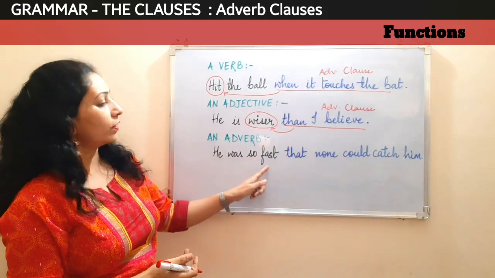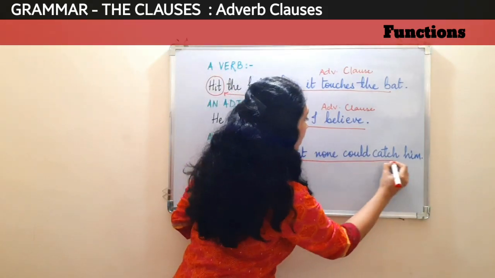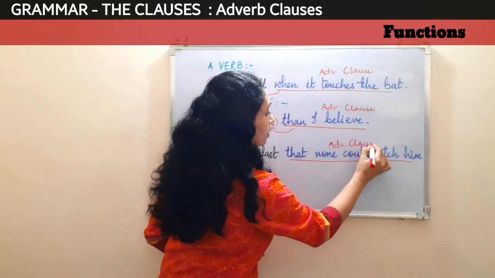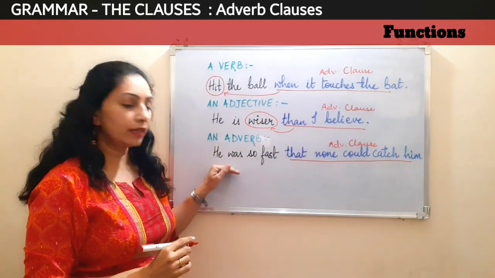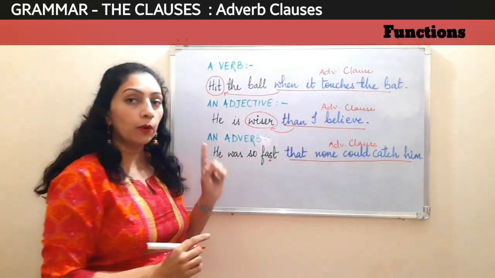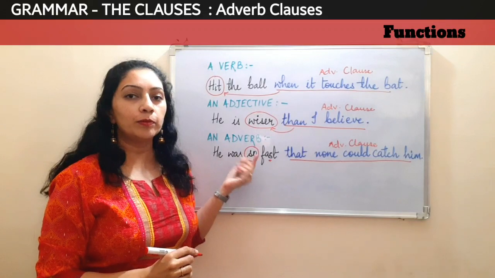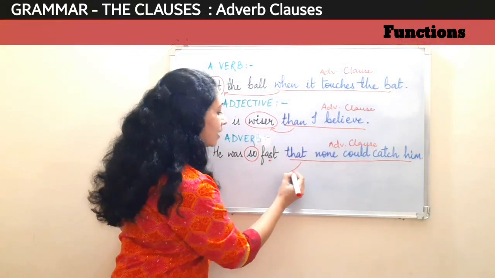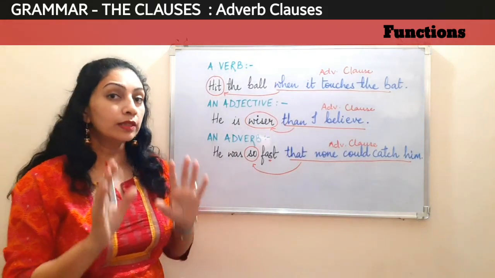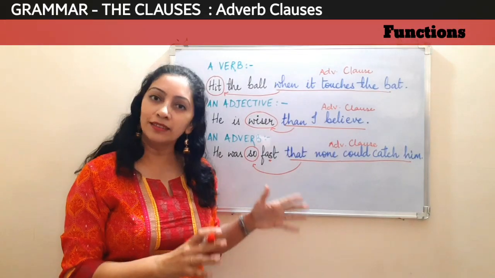Now, he was so fast that none could catch him. That none could catch him is an adverb clause here also. But if you look at the main clause, he is so fast. You do have a verb here, but you also have an adverb. And what's the adverb? So. It is the adverb of degree. So, this adverb clause is modifying another adverb in the main clause. So in this way, an adverb clause will act like these three in the sentence.